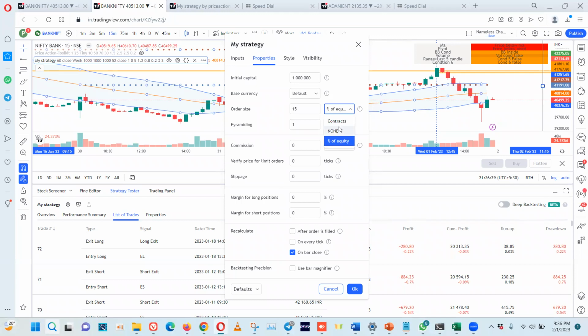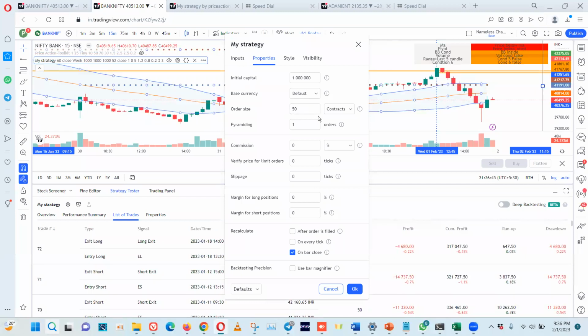Then order size can be fixed to contracts or percentage of equity. If I use fixed contracts, this is Bank Nifty. The Bank Nifty lot size is 25. If I want to trade with one lot, I can write 25. If I want to trade with two lots, I can write 50.